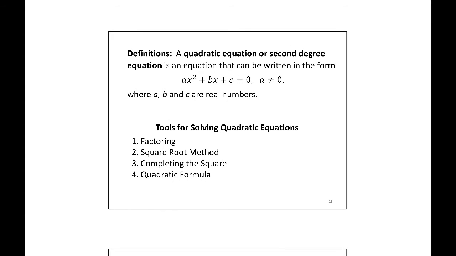In this section, the first objective we have is to recognize a quadratic equation, also called a second-degree equation. It's an equation that can be written, when in standard form, as ax squared plus bx plus c equals 0. Now, we've actually been working with quadratic polynomials quite a bit already through our section on factoring.